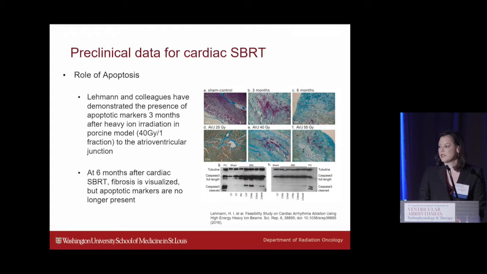In regards to preclinical data for cardiac SBRT, the role of apoptosis has begun to be elucidated by Dr. Lehman and colleagues, who demonstrated the presence of apoptotic markers 3 months after heavy ion irradiation in an animal model, 40 gray in 1 fraction to the atrioventricular junction. Interestingly, at 6 months after cardiac SBRT, fibrosis was visualized, but the apoptotic markers were no longer present.